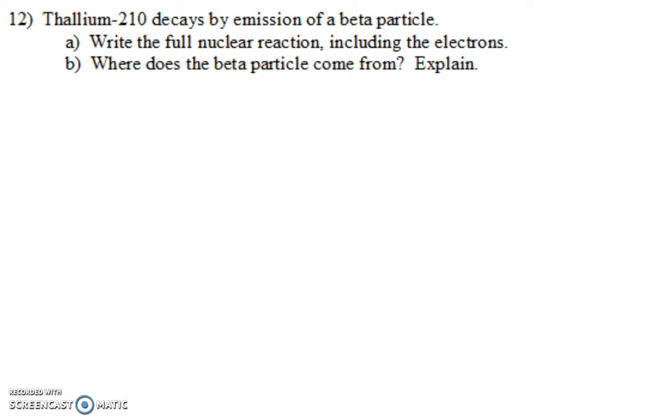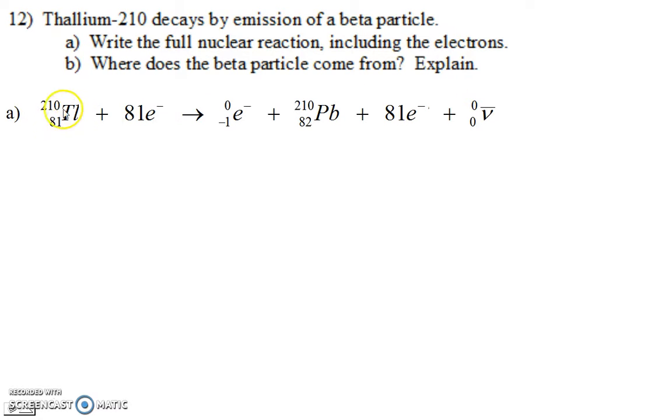Of course, you have to know what thallium is, and you just look on your periodic table or find an appendix. It's going to be symbol Tl. Okay, so it should look like this. It's element number 81. Here's thallium-210, and it has 81 electrons. A beta particle is just an electron, and by conservation of mass number, 210 is still going to be 210. 81 with a negative 1 here has to go to 82.